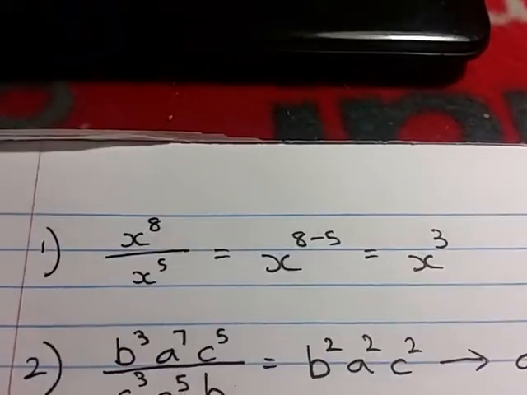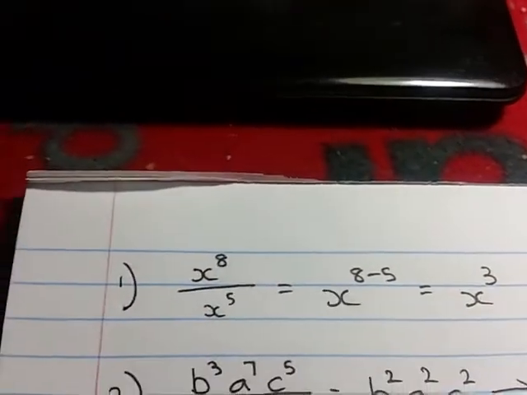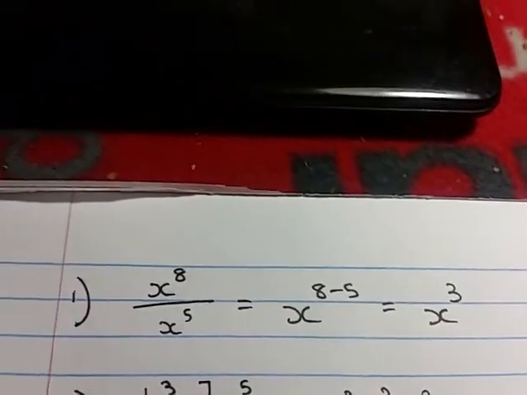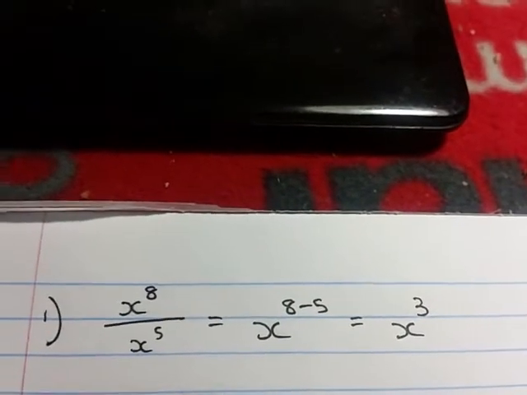Right, first one, we have x to the 8 divided by x to the 5. Do the just simple x to the 8 minus 5, giving you final answer of x to the 3.